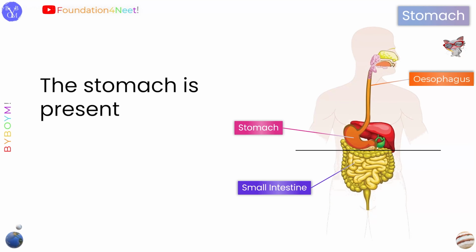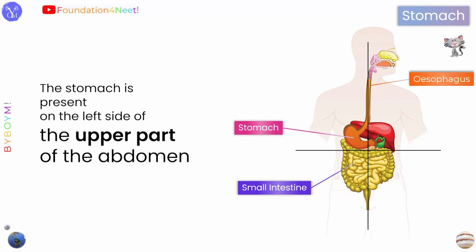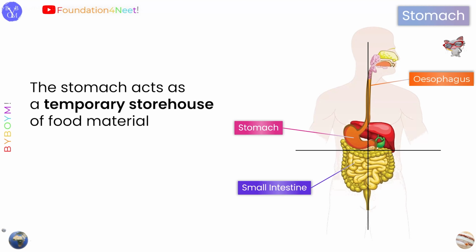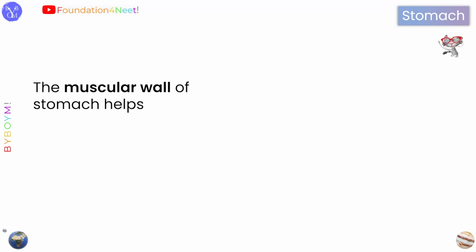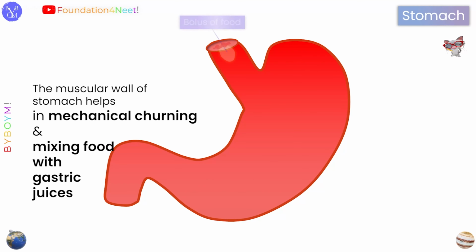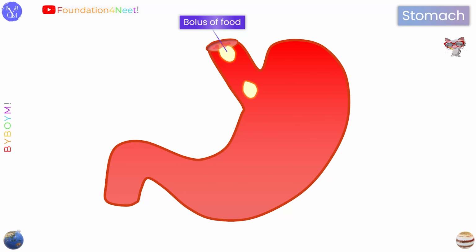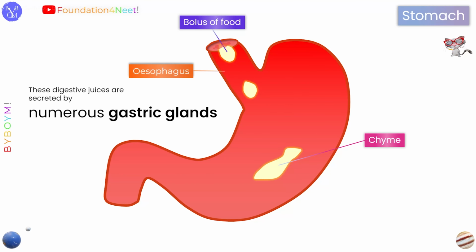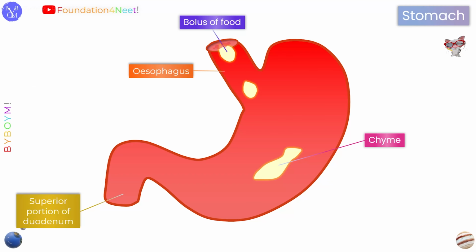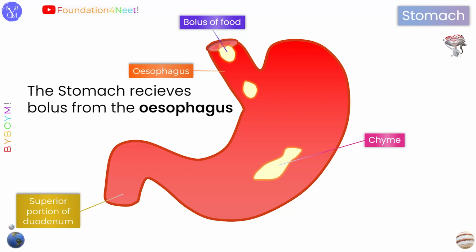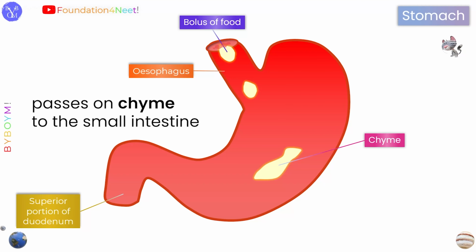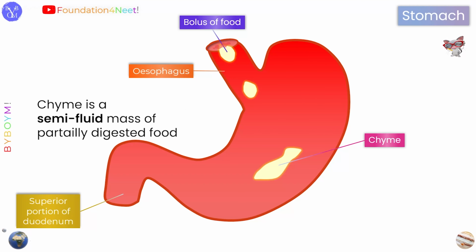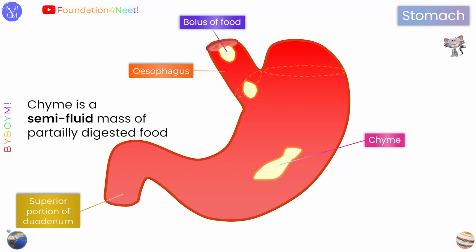The stomach is present on the left side of the upper part of the abdomen and acts as a temporary storehouse of food material. The muscular wall of the stomach helps in mechanical churning and mixing of food with digestive juices. These digestive juices are secreted by numerous gastric glands that are present in the walls of the stomach. The stomach receives bolus from the esophagus but passes on chyme to the small intestine. Now what is chyme? Chyme is a semi-fluid mass of partially digested food.